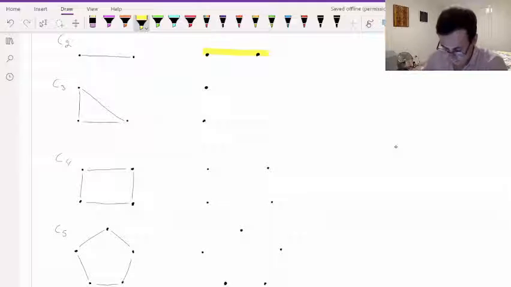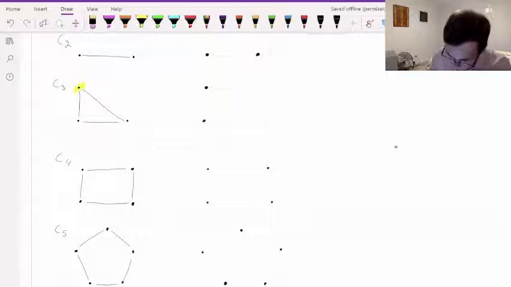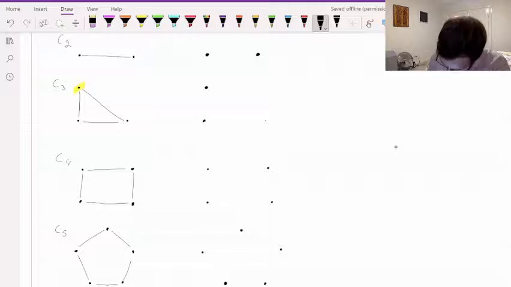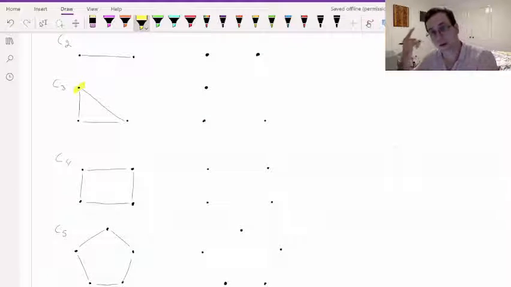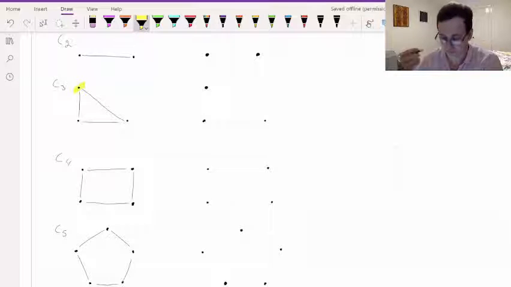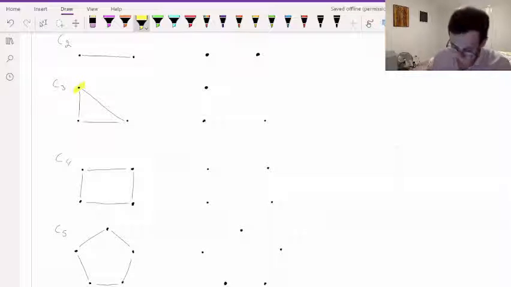Now, here for C3, let's start with this vertex in yellow. It is connected to both of our other vertices, which means that, once again, our complement graph is a bunch of isolated vertices and is already done. Now we're up to C4. Ask yourself what happens this time.